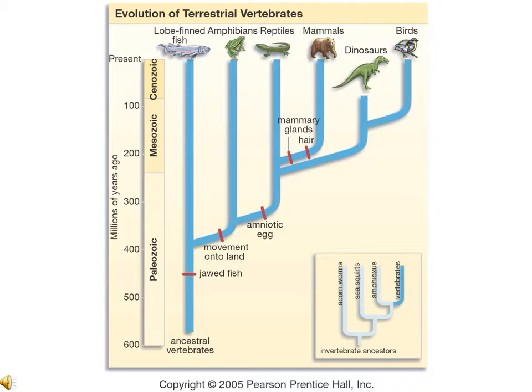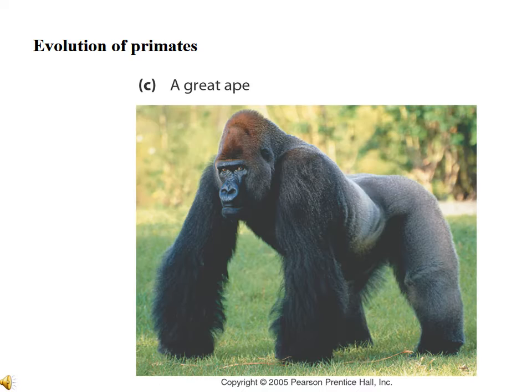And as you can see, reptiles evolved first, then came dinosaurs. From dinosaurs, birds evolved, and somewhere after the evolution of dinosaurs, we see mammals evolving, and so on and so on. Finally, we're going to be looking at the evolution of primates.